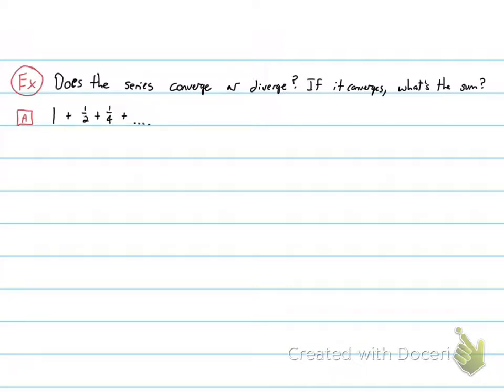In example A, we see the start of a series: 1, then we go to 1/2, then to 1/4, and then those ellipses at the end indicate that I'm going on forever. So again, I don't have a final term here. To figure out if it converges or diverges, I want to focus on my r value. Going from 1 to 1/2, I multiply by 1/2. That checks out because going from 1/2 to 1/4, I'm multiplying by 1/2 again. So my r value is 1/2. The absolute value of 1/2 is less than 1, so I can confirm that this converges.